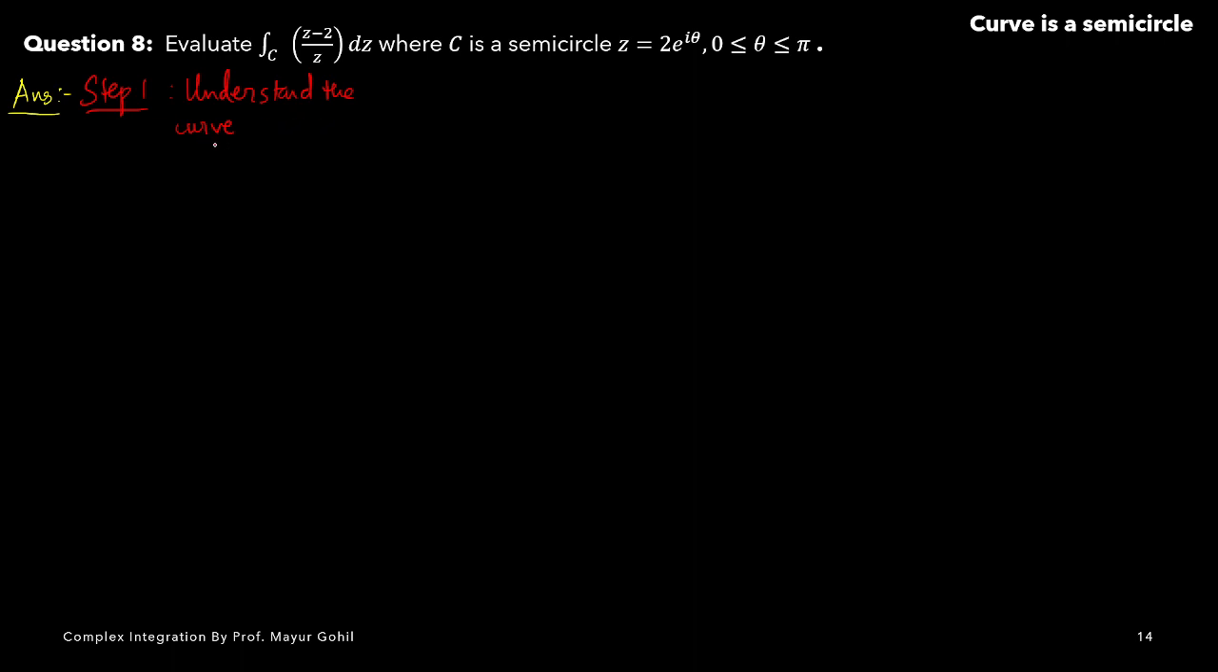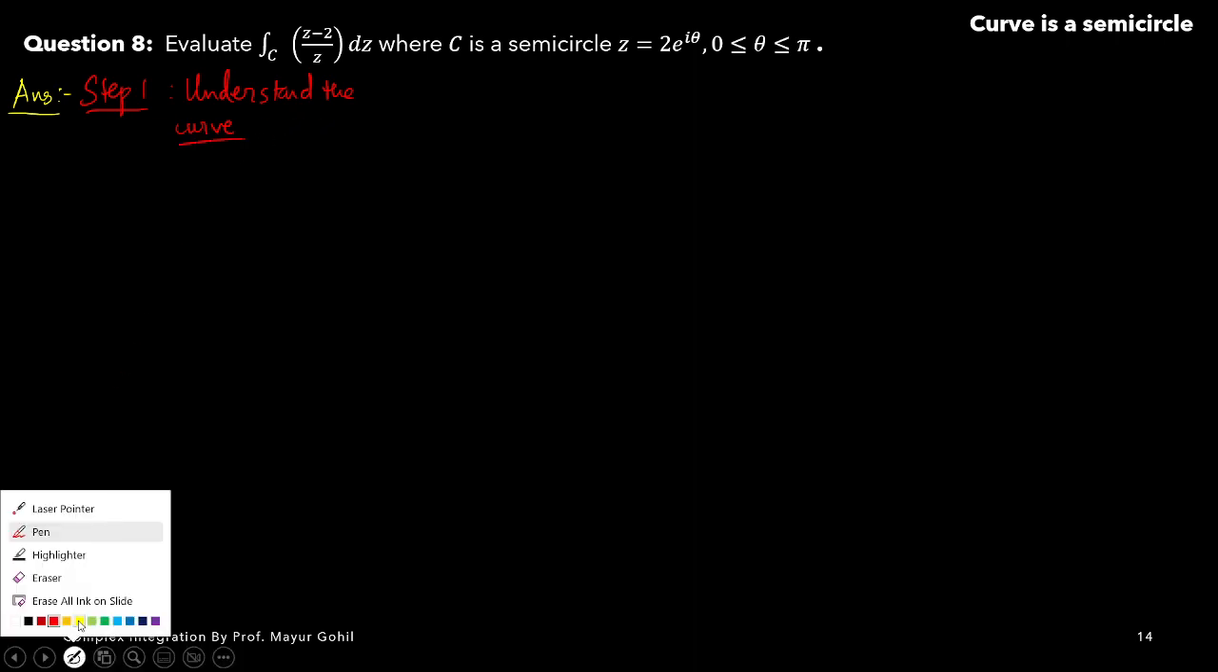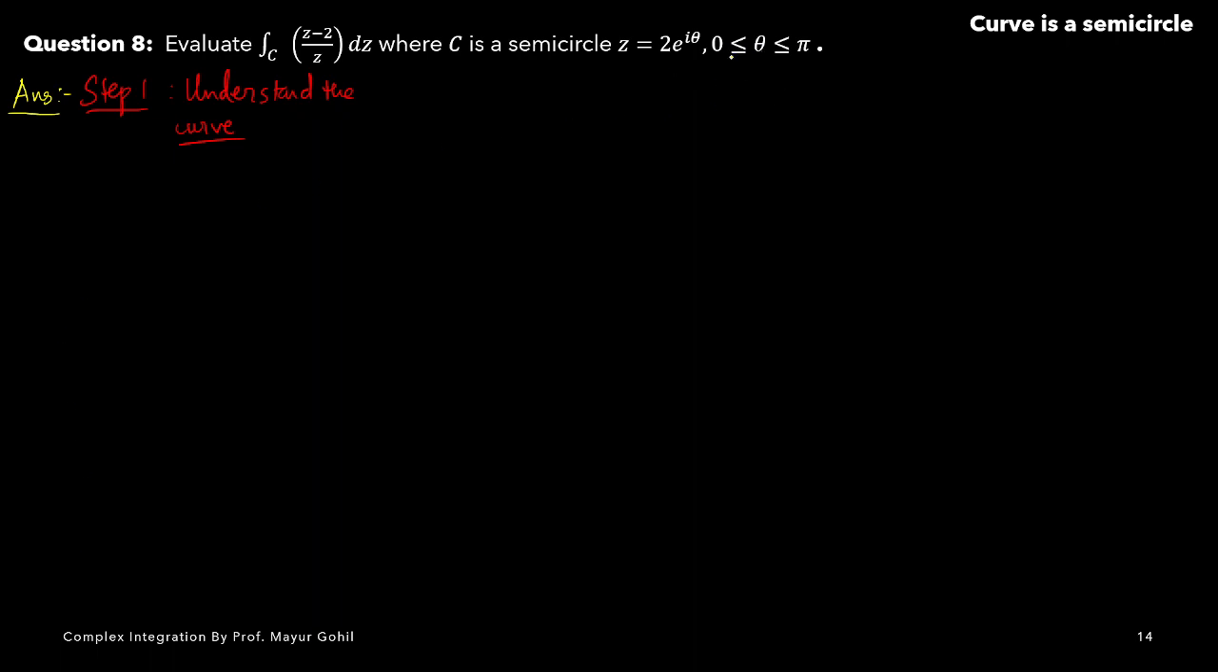One thing which is very easy over here is that we do not have to struggle to find the limits for theta. It is already given in the question. So here z equals 2 e raised to i theta, and 0 less than or equal to theta less than or equal to pi.